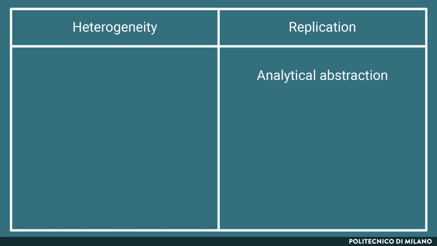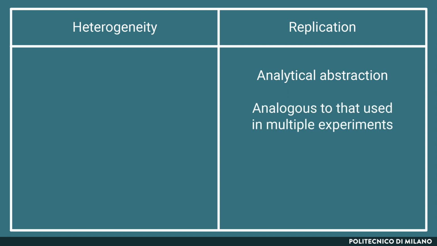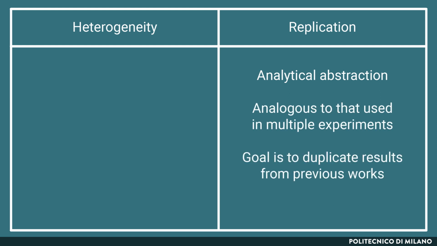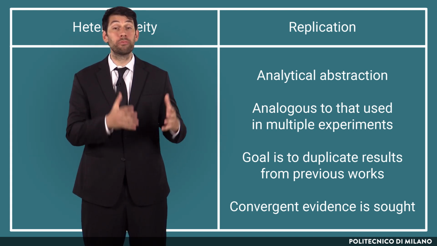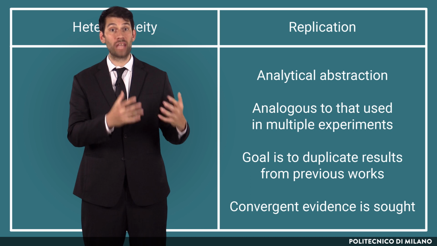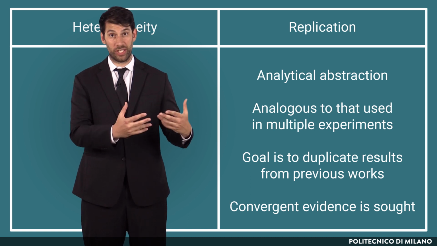Replication provides analytical abstraction. It is analogous to the approach used in multiple experiments, and its goal is to duplicate results from previous works while seeking convergent evidence. It is a sound approach should you aim at proving a theory or a set of hypotheses and propositions.